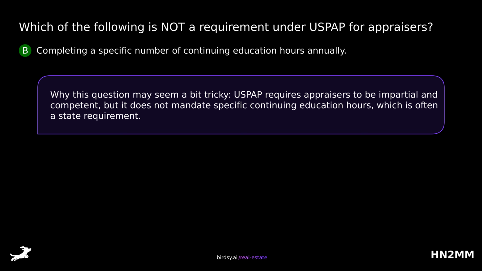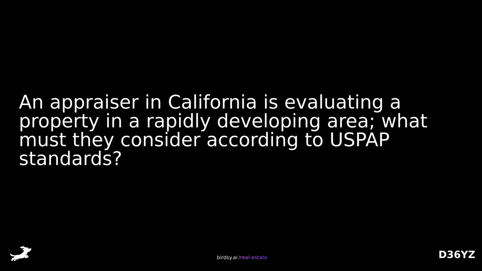Why this question may seem a bit tricky. USPAP requires appraisers to be impartial and competent, but it does not mandate specific continuing education hours, which is often a state requirement. An appraiser in California is evaluating a property in a rapidly developing area.